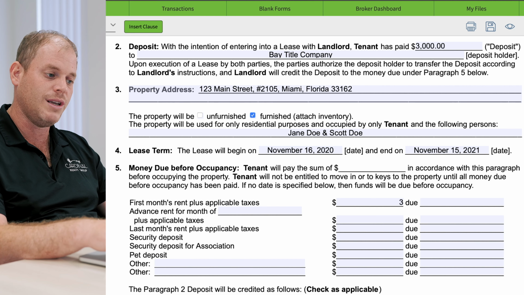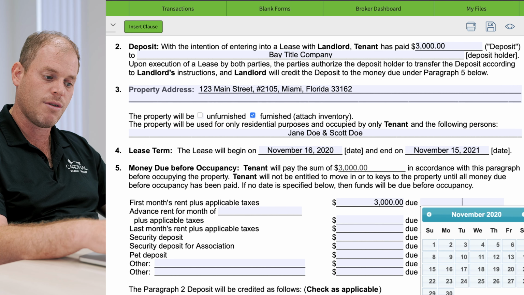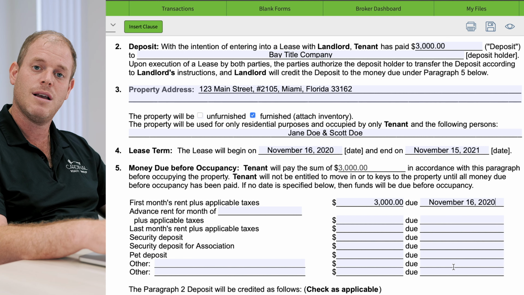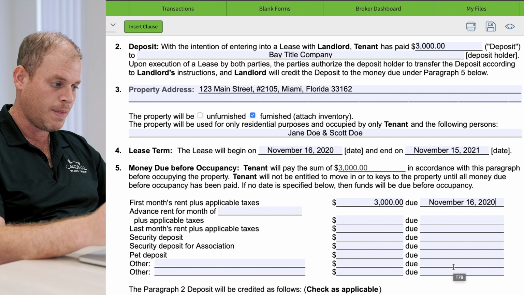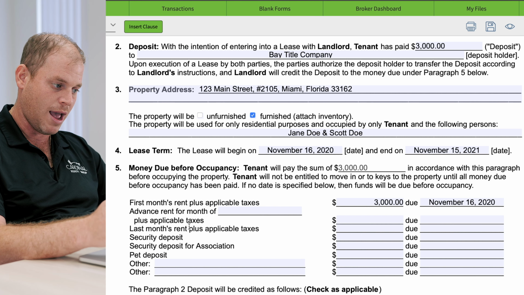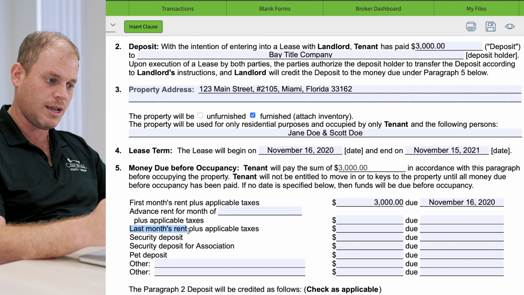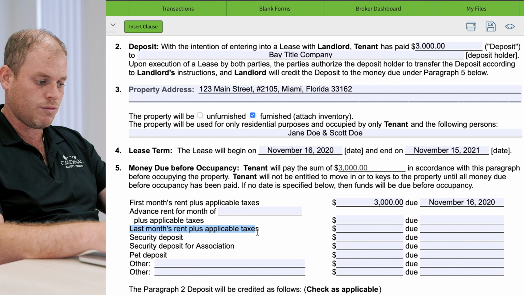And the lease is going to start on November 16th. So guess what? That's when the money's going to be due. November 16th. I'm going to give them the money and they're going to give me the keys. And that's how things are going to work. All right? And then we are going to skip this next line and we're going to go down here to last month's rent. Right here, I'm highlighting it here. Last month's rent plus applicable taxes. Okay? That goes right here.